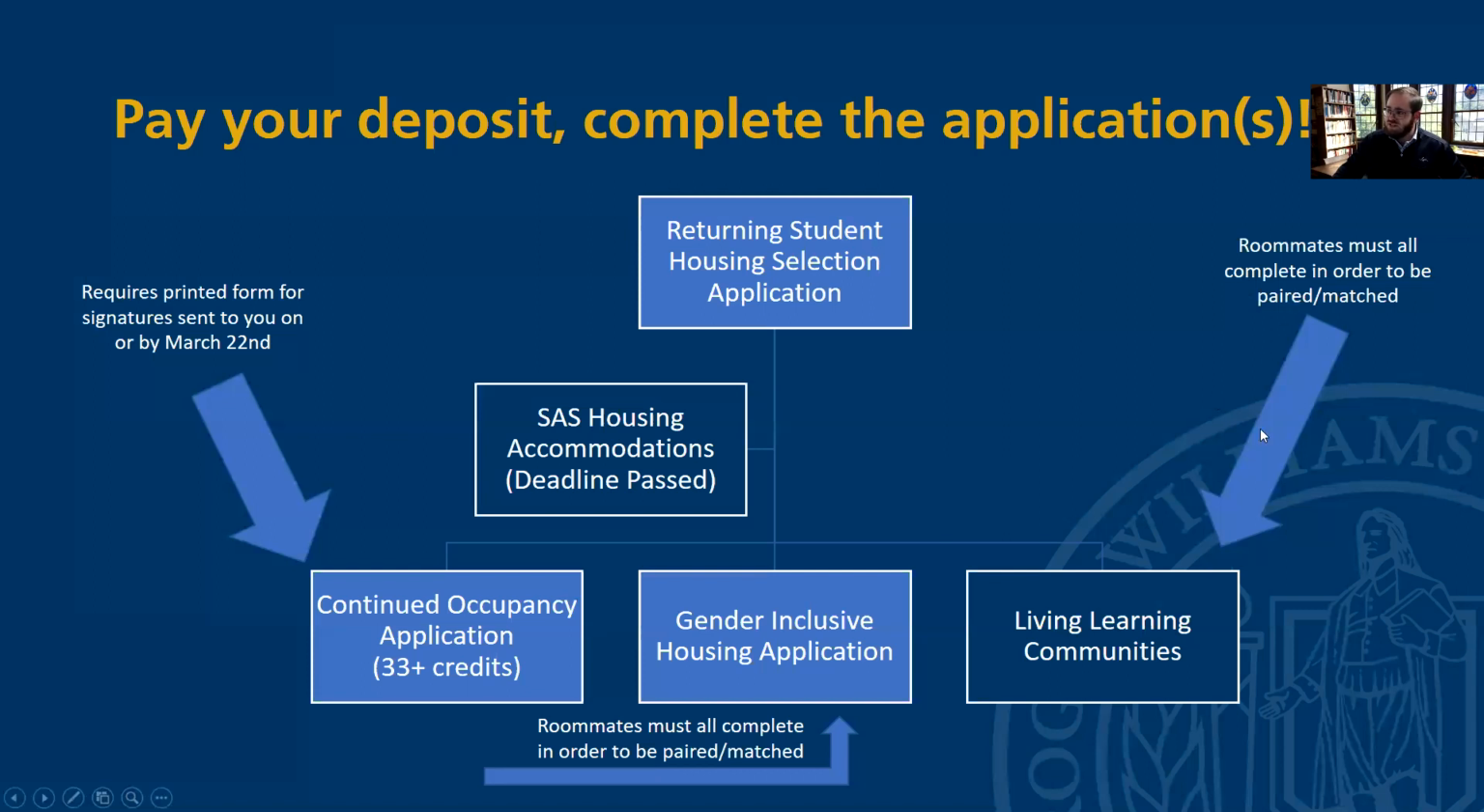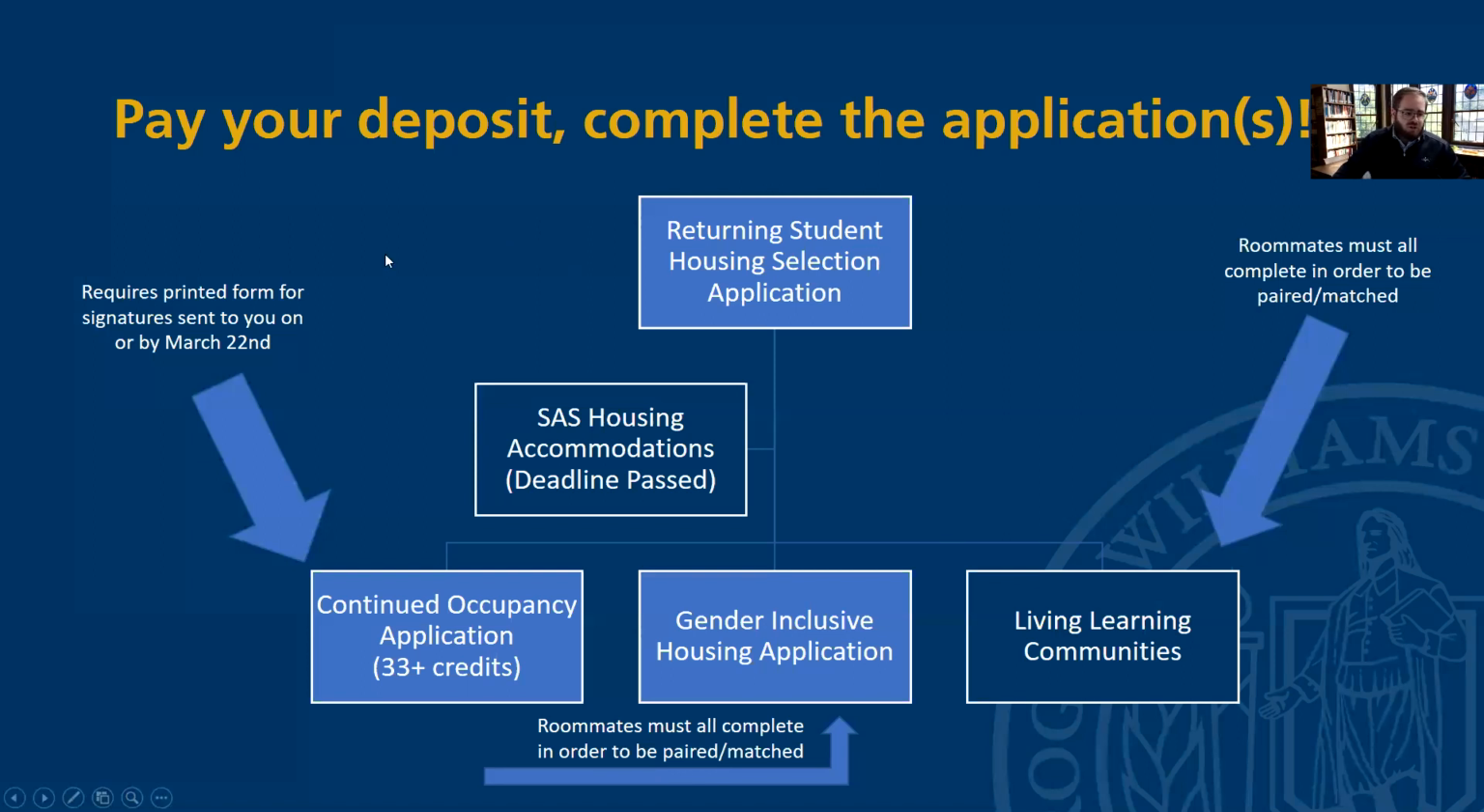So again, all roommates must be paired and complete each application if they want to live together. So if you have two friends of yours who want to live in the Black Latinx LLC, you both need to complete that application in addition to here. But obviously the first step is pay your deposit and complete the apps.